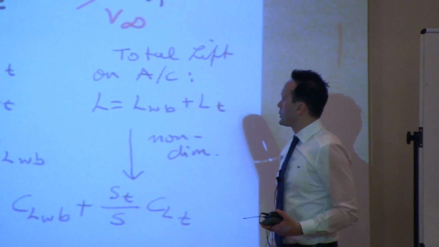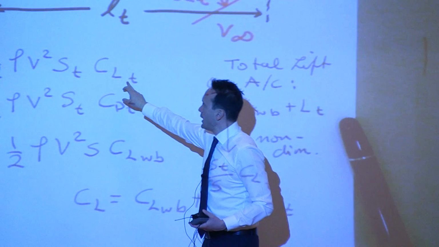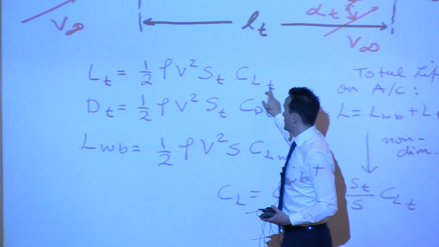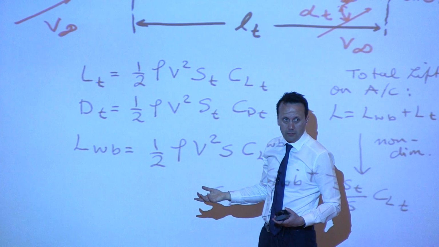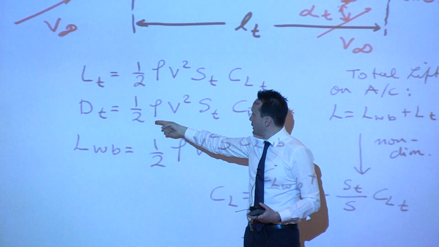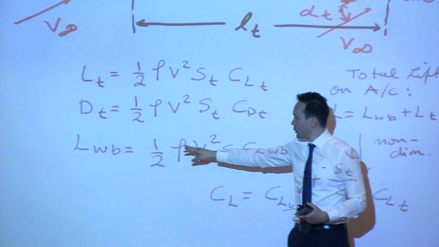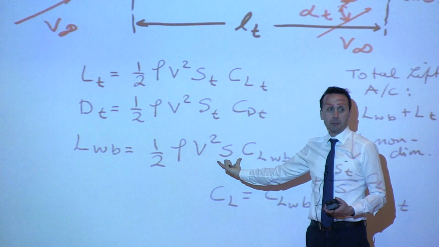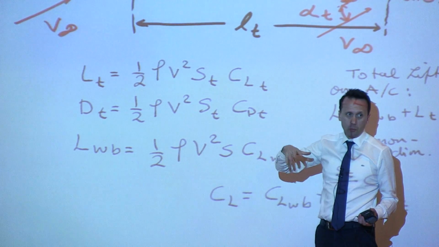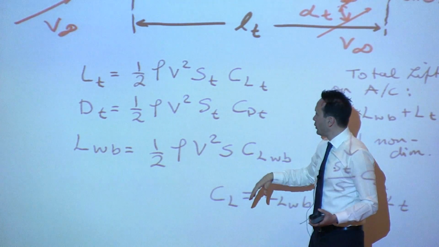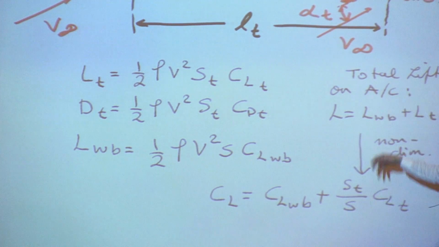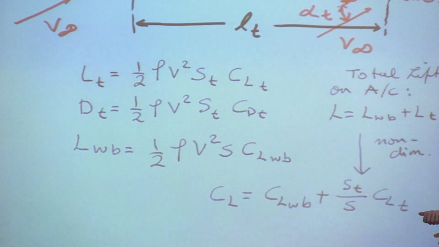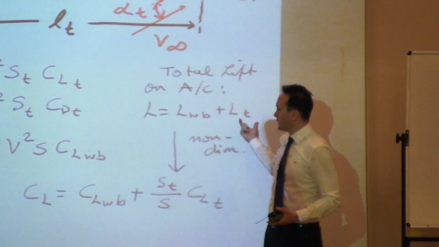So, just one thing, when we non-dimensionalize lift, or CLT, we non-dimensionalize it with the tail rotor surface. Okay? And same thing for the drag. But if you do it for the wing body, then you have to non-dimensionalize it with your reference area, which might be the wing. Okay? So this is the lift for the wing body, this is for the tail. So you add them together, that's the total lift of the airplane. All right? So we are just adding them together.